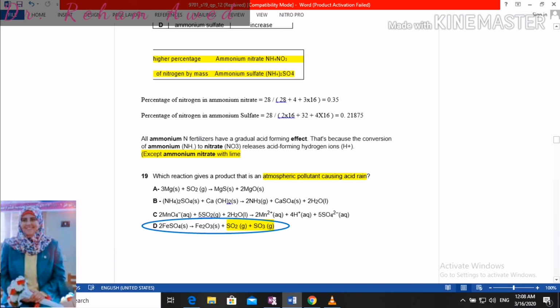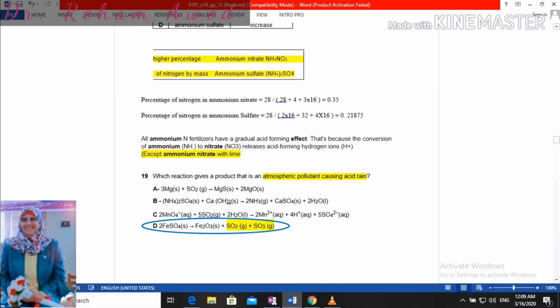Next question, we react ammonium sulfate plus calcium hydroxide to form ammonia gas, calcium sulfate solid, plus water. Ammonia gas is not responsible for acid rain. We are talking about nitrogen oxides. Manganese ion plus sulfur dioxide plus water will form manganese plus hydrogen plus sulfur oxides. It is not the main cause.